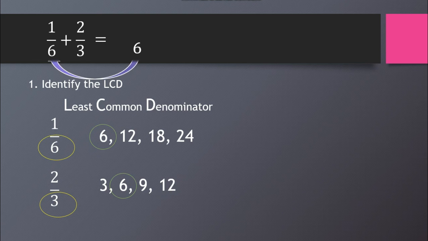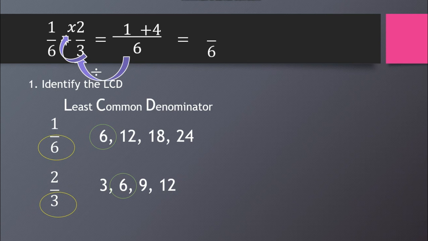Okay, 6 divided by 6, 1 times 1 is 1. For the next fraction, 6 divided by 3, 2 times 2 is 4. Very good. Now add them up. 4 plus 1 is 5. Copy 6. Therefore, 1/6 plus 2/3 is 5/6.